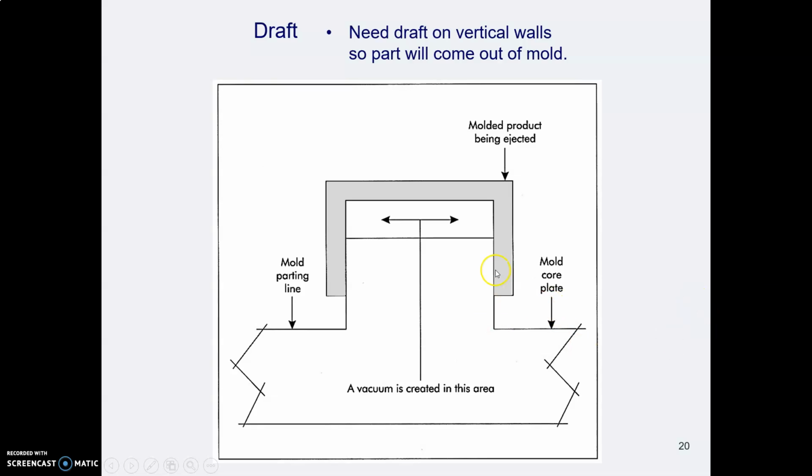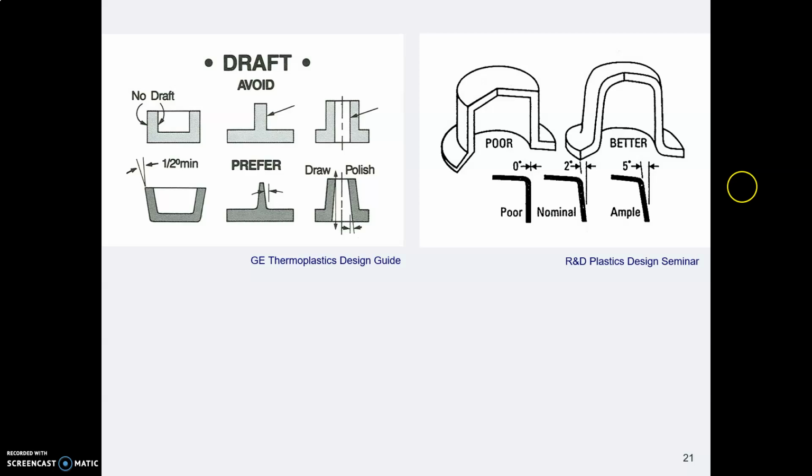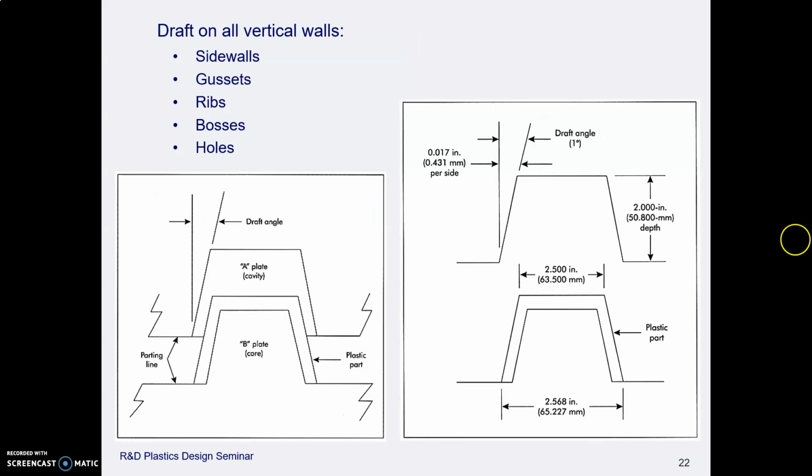So any place you have a vertical wall on your plastic part, you need draft. 5% draft is a good angle. You can get away with lower drafts depending on the part and the material. And here again, talk with your plastic molder to see what they recommend. This is just more of the same. All the vertical places where you might need to put draft: walls, ribs, gussets, bosses, holes.